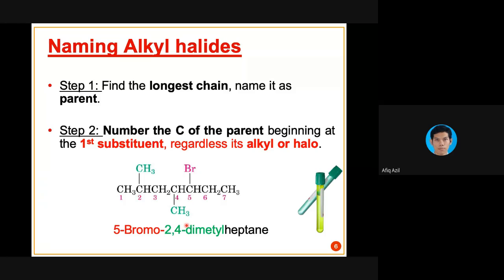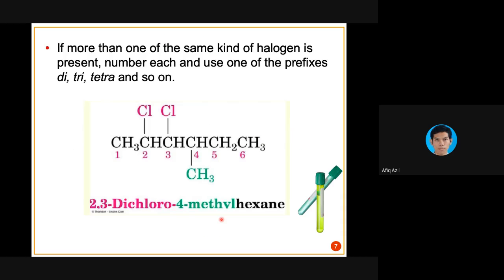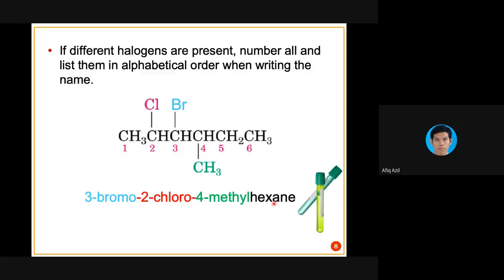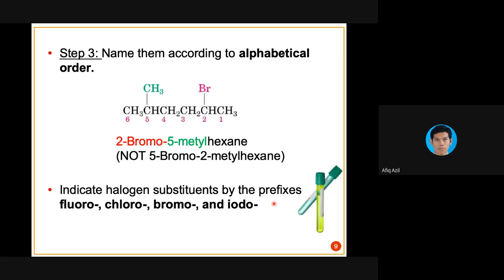So if you have two of the same group, 2, 4 dash dimethyl heptane. Okay, like this one, you have 2, 3 dash dichloro. This is dichloro. Then dash 4, which is this position, dash methyl hexane. Okay, then name them according to alphabetical order.